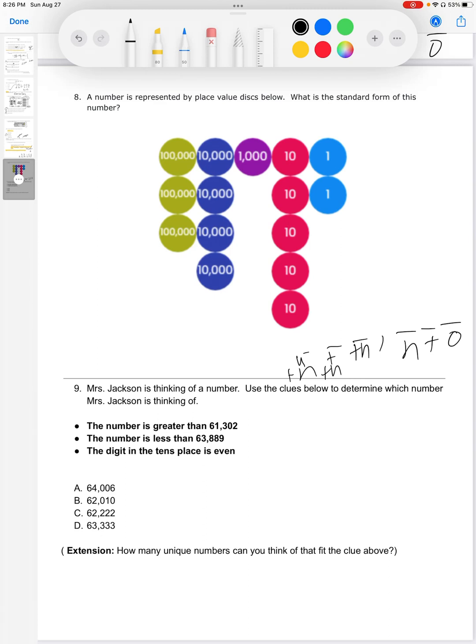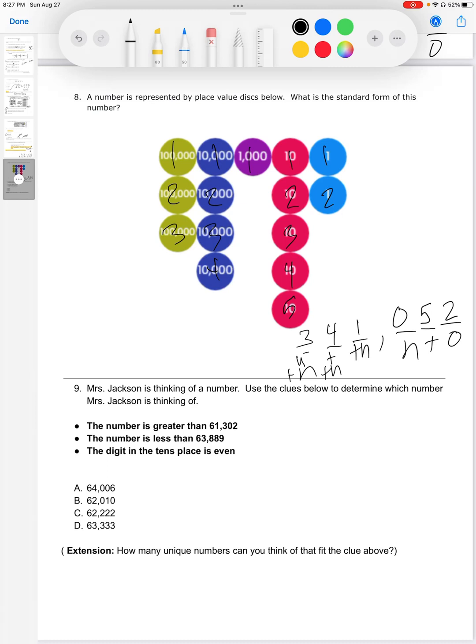So right here I see that we have 1, 2, 300,000s, so I'll put a 3 there. 1, 2, 3, 4 10,000s, so I'll put a 4 there. 1,000, so I'll put a 1 there. 1, 2, 3, 4, 5 tens. I'm going to be very careful and make sure I put that in the tens place. Then I have 1, 2 ones. I'll put a 2 in the ones place. I have to go back and put a 0 in the hundreds place to make sure I don't change the value of this number.